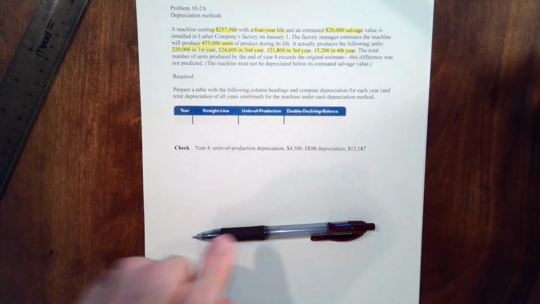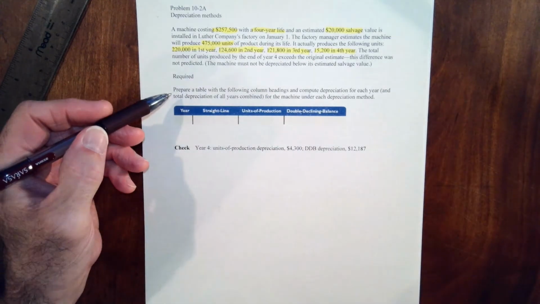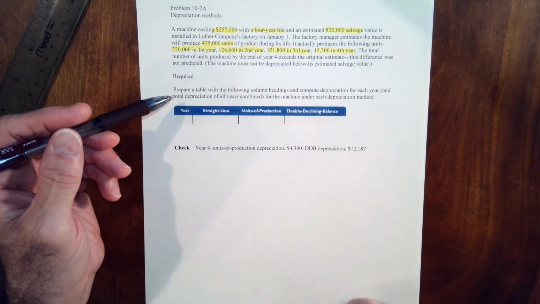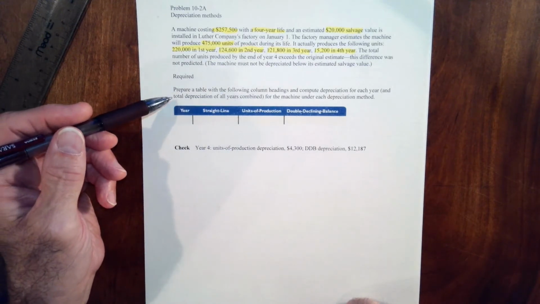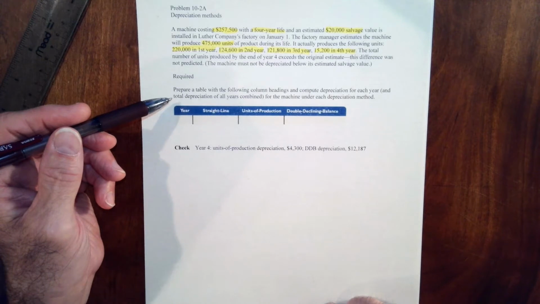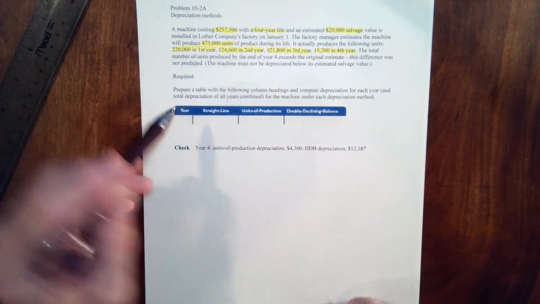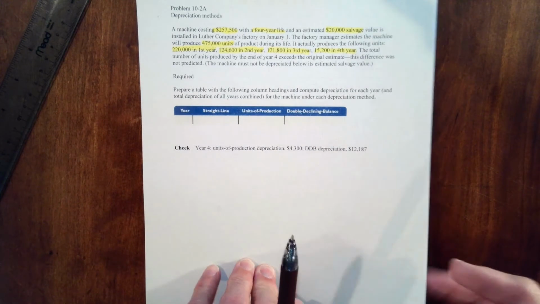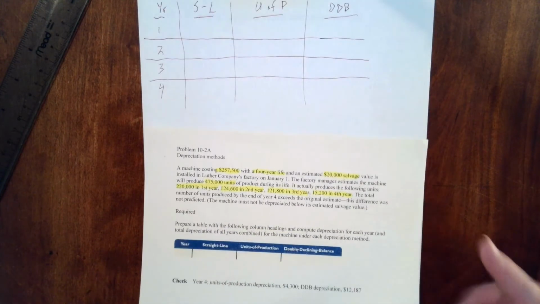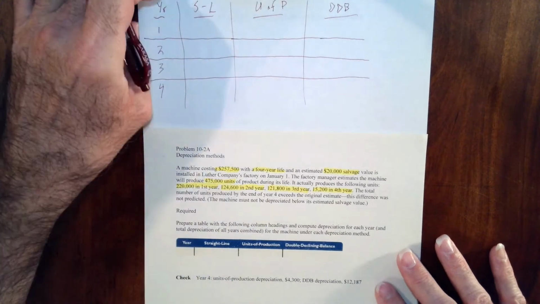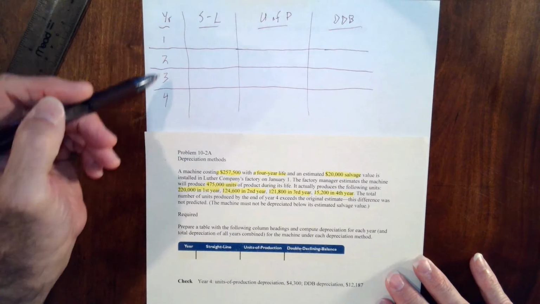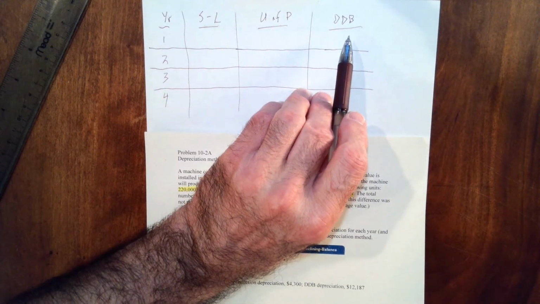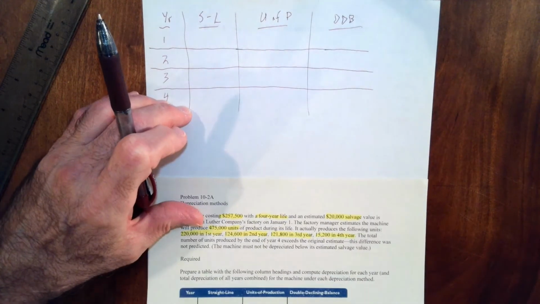Then it goes on to say, required, prepare a table with the following column headings. There it is right there. And compute depreciation for each year and the total depreciation of all years combined for the machine under each different method, okay? There's a little check in there. So here's what I have. I already went ahead and set up a table here. I've got the years 1, 2, 3, 4, straight line, units of production, double declining balance. And we're going to start from the very top.